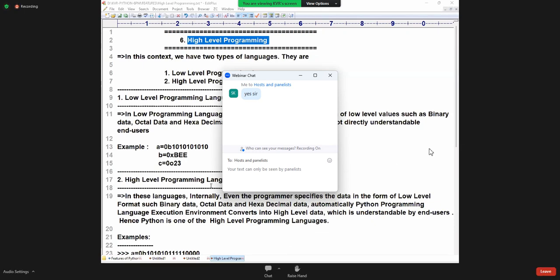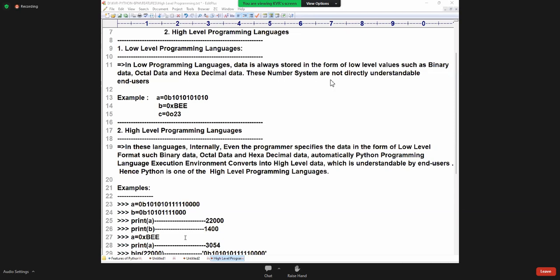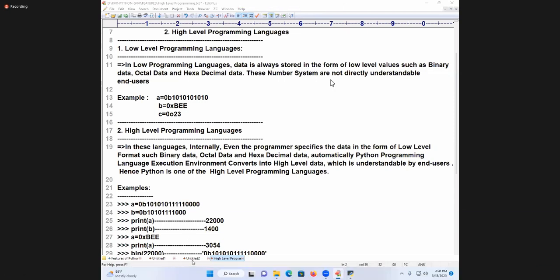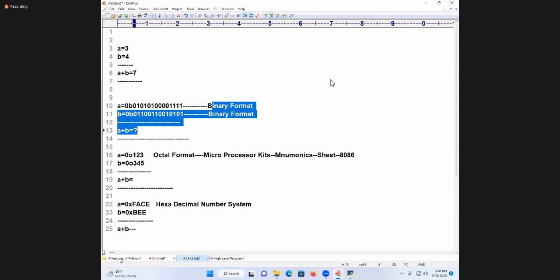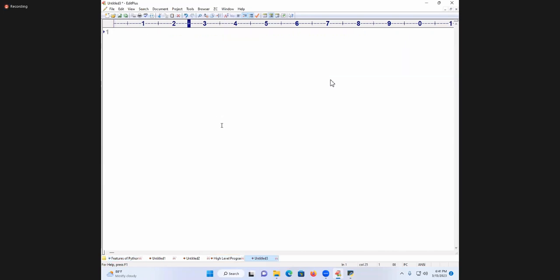Okay, students. Now I'll go to the next feature of Python. Let us carefully follow. Next, I'm going to introduce one more thing called robust. What do you mean by robust? What is the English meaning of robust? Strong.